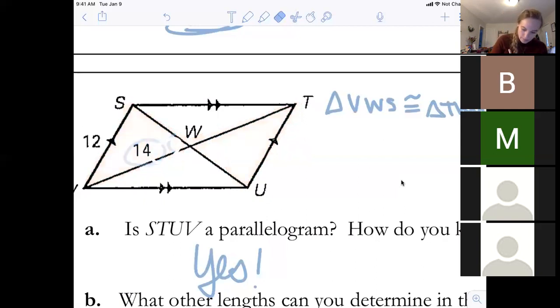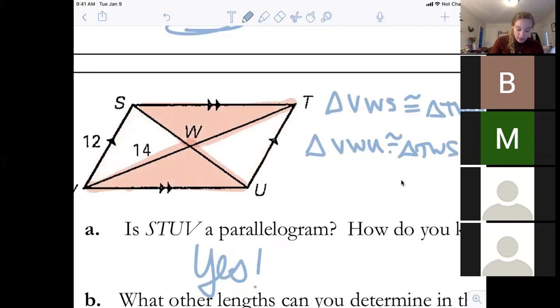What's another set of triangles that we see are congruent? VWU and SWT. Very good, Ty. I would go TWS if I was naming it with the correct angles. So VWU congruent to TWS. Again, same idea. I've got these angles congruent by my diagonals. These are also congruent by my diagonals. I've got this vertical angle. So lots of different ways I could prove they're congruent. Very good, Ty. I can see 2 more pairs of congruent triangles.